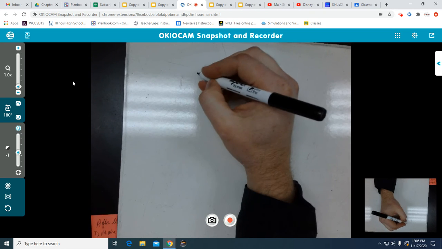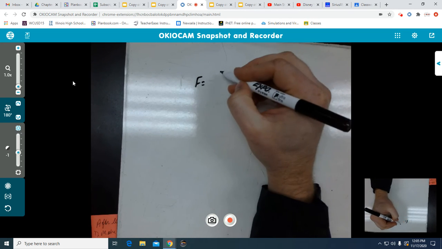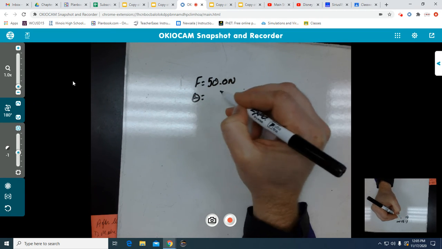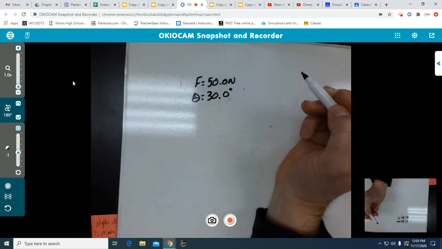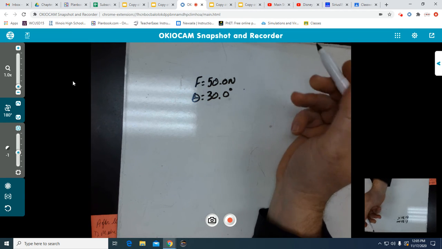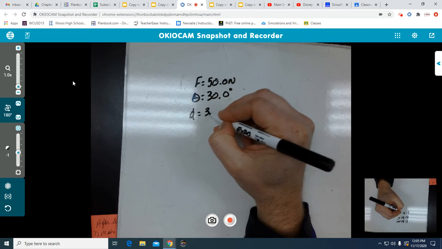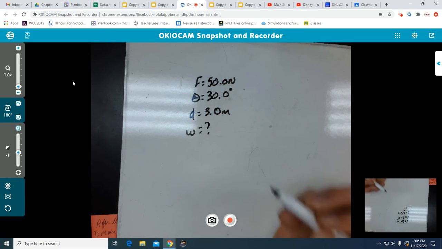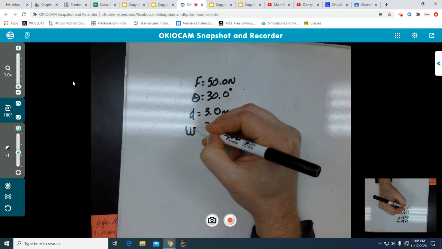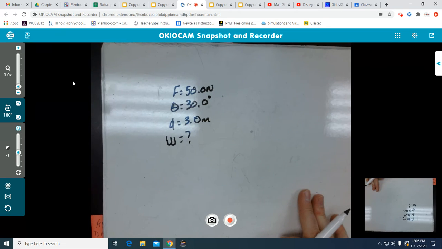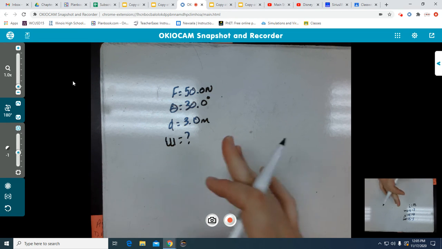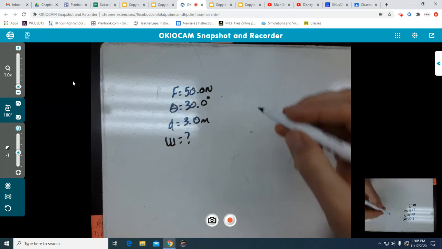So we know that the force was 50.0 newtons. We know the theta, the angle at which the vacuum cleaner is being pulled, was 30 degrees above the horizontal. And the displacement was 3.0 meters. We need to calculate our work, capital W. Okay? So, since we're assuming that we're having a constant force, because this is when the equation really works, is when we're talking about a constant force.